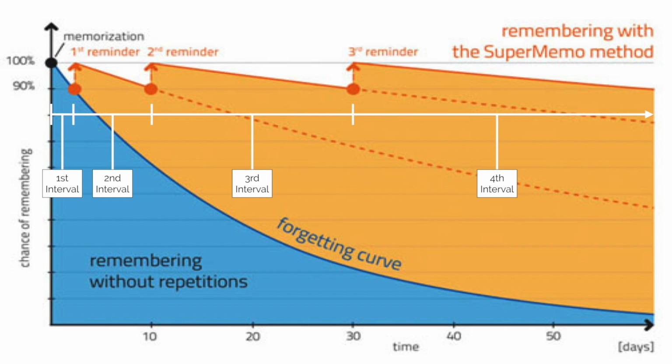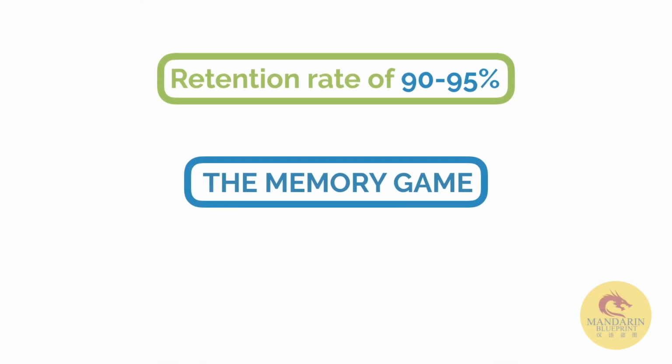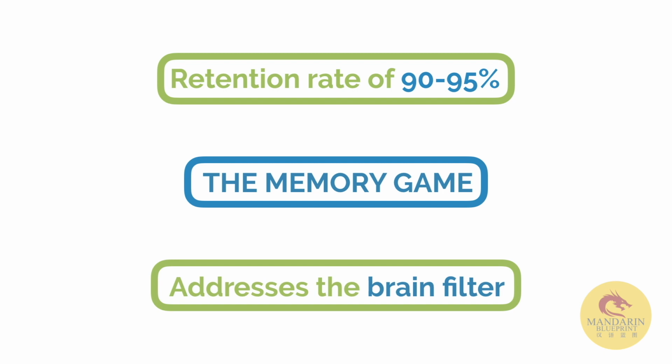And if at any point you get something wrong, you can just send it back to the beginning. And this allows you to have more time and space for more new facts. It addresses what is called the brain filter. And this is something we all know.